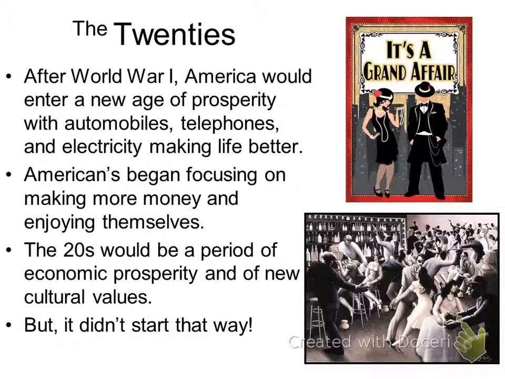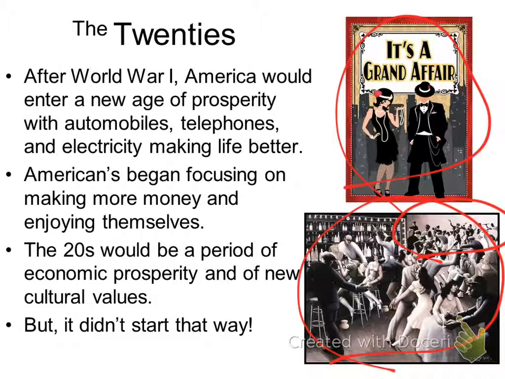All right, the 1920s, we've got a couple of pictures here. It's a grand affair, and you can see a young lady, a flapper, and a young man dressed in the style of the day. And down here we have what is probably a speakeasy, a place where you could go buy bootleg, illegal liquor. You see some of the people there dancing and drinking. In the background over here you can see what looks like a band playing, probably jazz music.